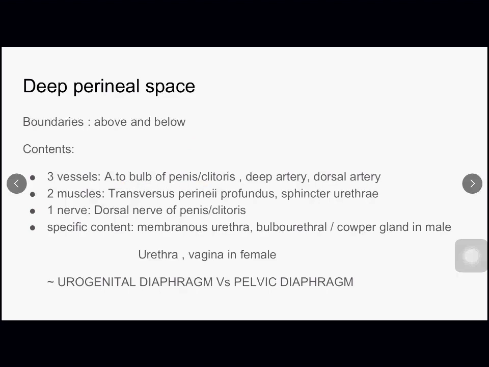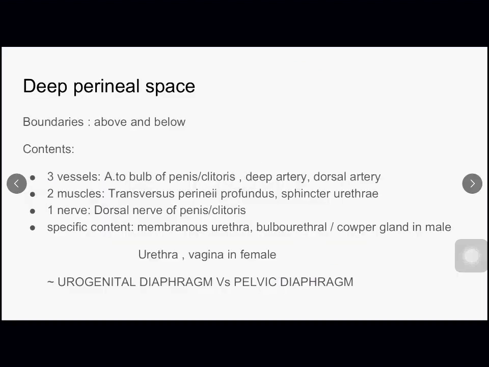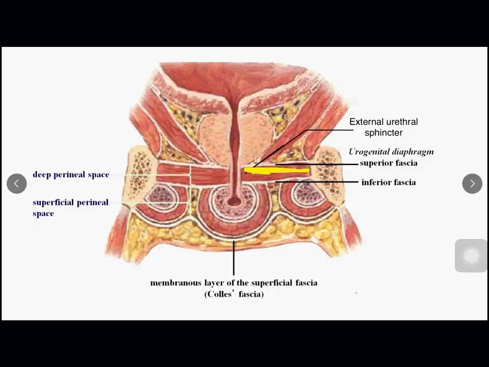Then what are the 2 muscles? There I told you it is superficial transverse perineum. Here it is deep transverse perineum. Since it is in the deep perineal space, we will be calling it as deep transverse perineum. The Latin equivalent for deep is profundus. So we'll be simply calling it as transversus perineum profundus also. So this is one muscle, and the second muscle is your sphincter urethrae.